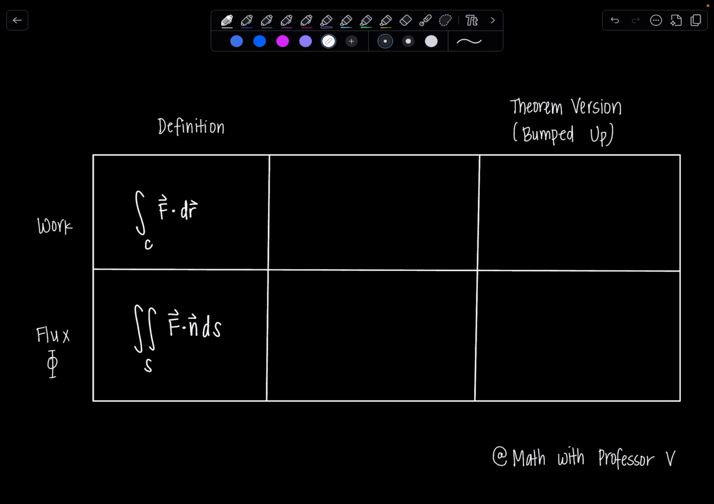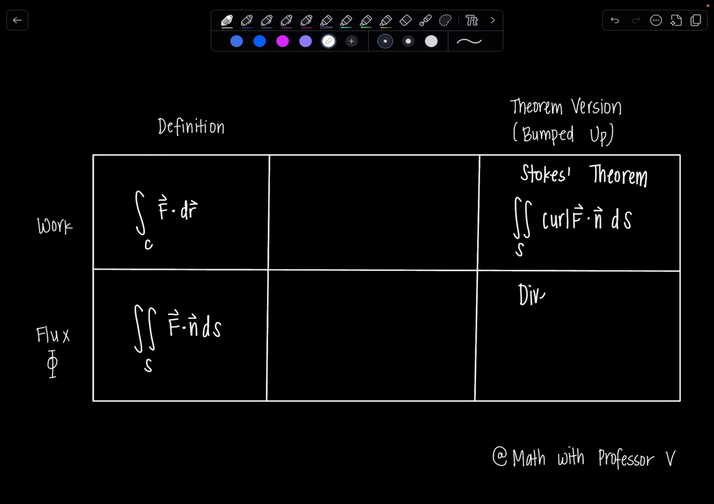Now, we practiced evaluating work and flux using the definition, using these integrals, and then the magic comes in. We learned Stokes' theorem and the divergence theorem. They basically bump you up a dimension and allow you to compute work and flux more easily. So Stokes' theorem, let's recall, that helps you compute work. And remember, it's a surface integral now, not a line integral. So surface integral over S of the curl of F dotted with n dS. Good. That's to compute work.